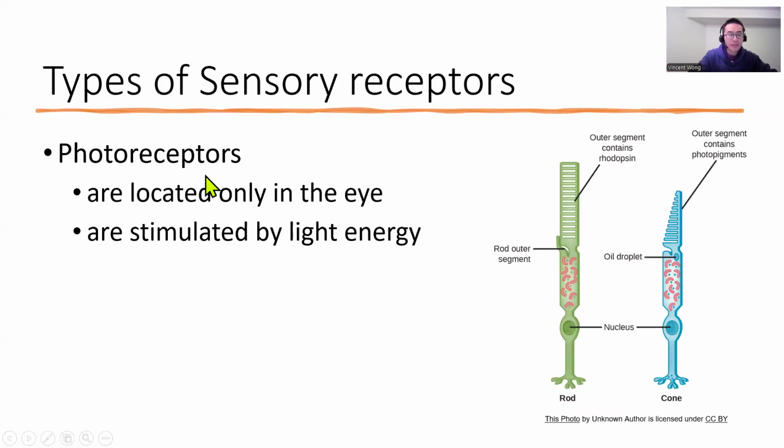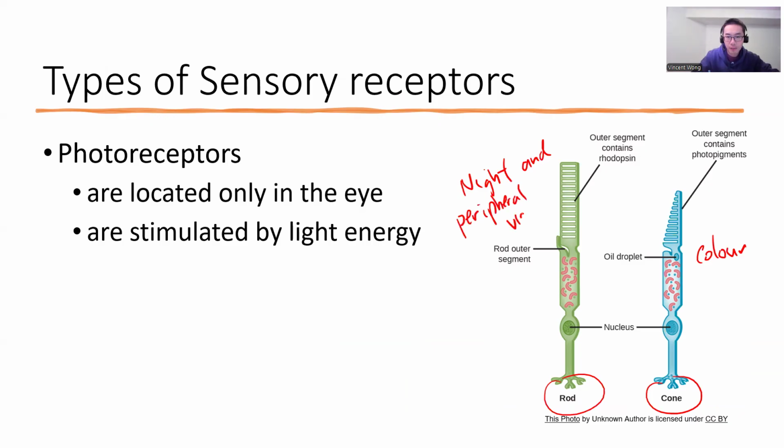We also have photoreceptors. These are only found in the eye, and of course, they are stimulated by light energy. There are two types of photoreceptors, cones and rods. For now, cones are for color vision, and rods are for night and peripheral vision. Okay, they are not for color, they are just kind of grayscale. Peripheral vision is like on the side, right? Side view of you.